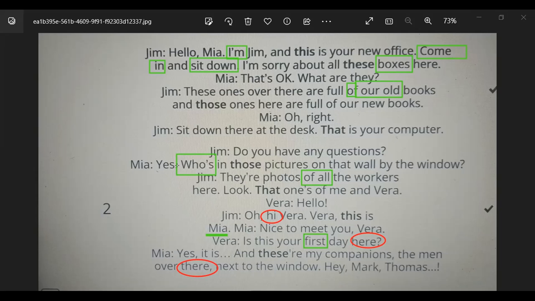Questions. Yes, who's in those pictures on that wall? Wall, by the window. Their photos, photos of all the workers. Here, look, that one's of me and Vera. Hello. Oh, hi, Vera. Vera, this is Mia. Nice to meet you, Vera. Is this your first day here? Yes, it is. And these are my companions, the men over there next to the window. Hey, Mark and Thomas.